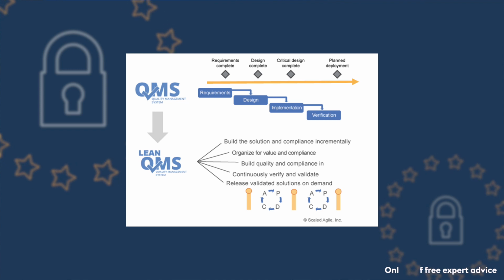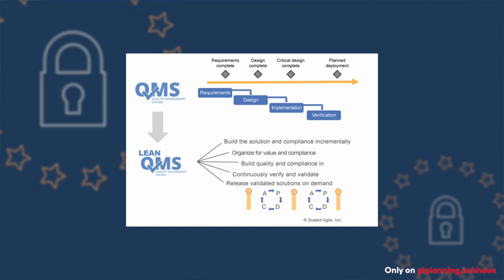I believe that the basic word which is really needed here in regulated environments is trust. One thing that we do to answer these questions is that we build a quality management system. This is something that you know from the past with different life cycles. We talked about phases, milestones, as we used in the past. But this time, we do the very same in a lean agile manner. We build the solution and the compliance incrementally. We organize for value and compliance, and we continuously verify and validate and so forth. We do more or less the same things, but it's just organized in a very different manner.